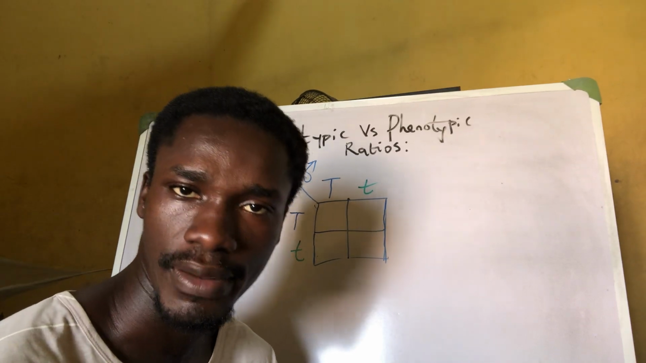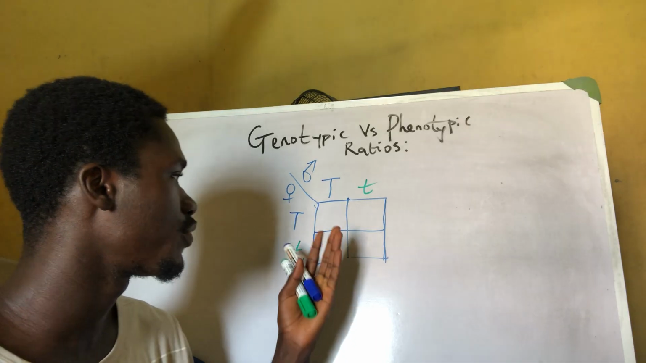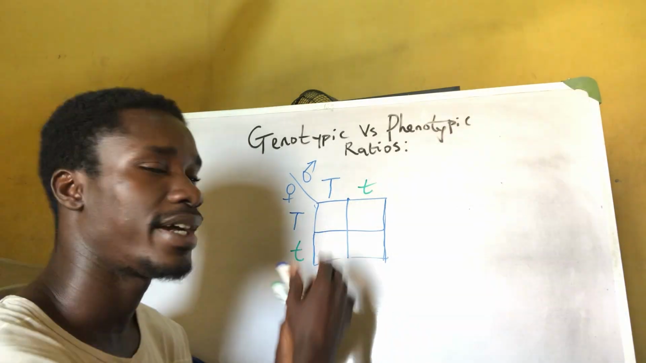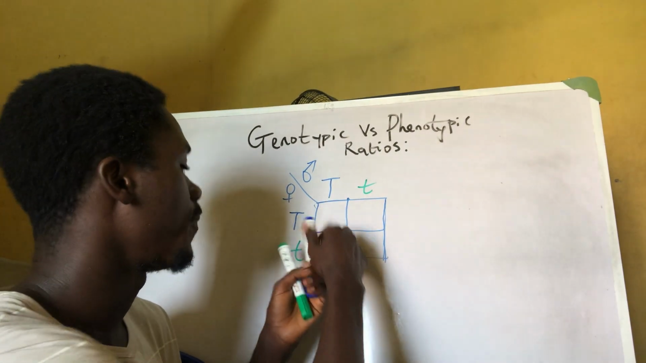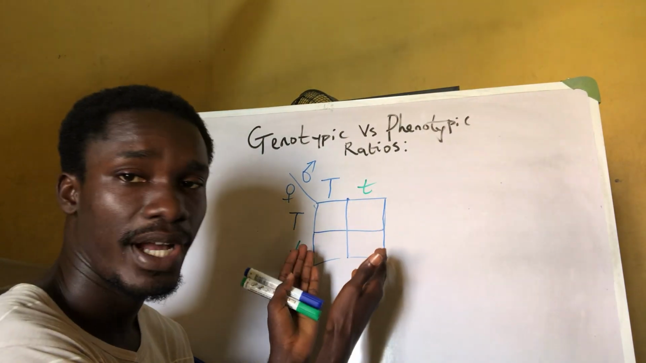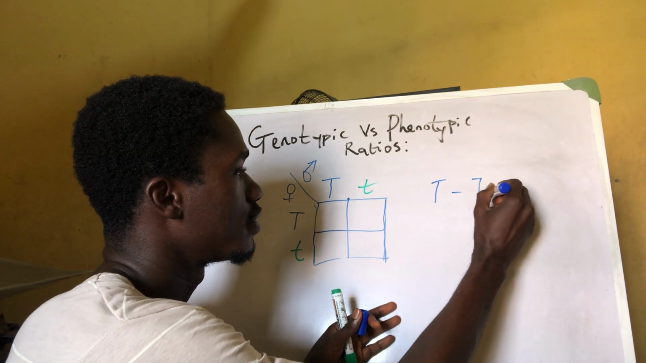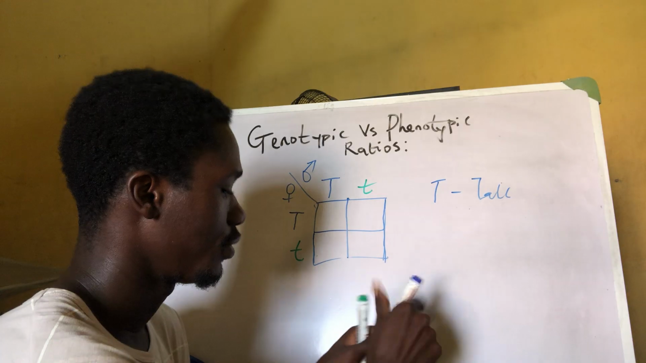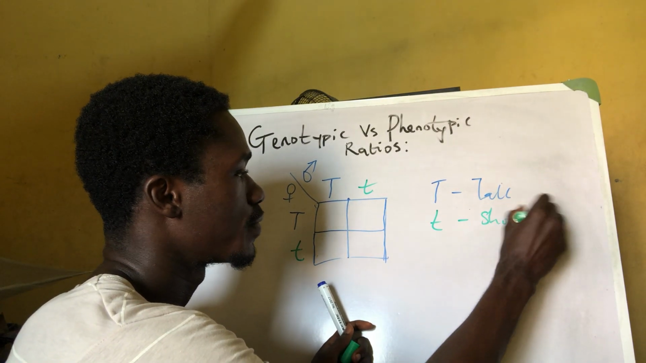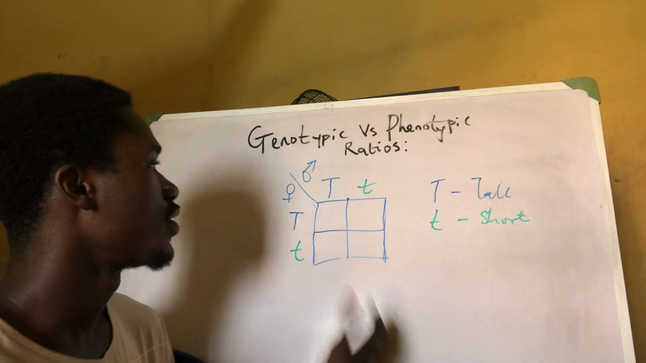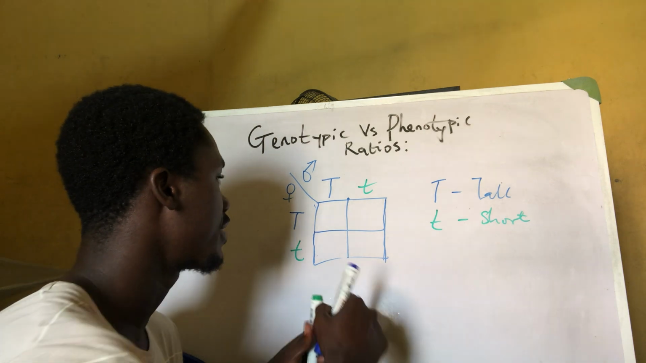Let's look at genotypic versus phenotypic ratio. So we look here, we have two plants here, and they are both heterozygous. Let's say we are looking for the height. This is a monohybrid cross. So we take T for tall height, and we take the small t for short height. Okay, so let's do the cross here and see what we get.